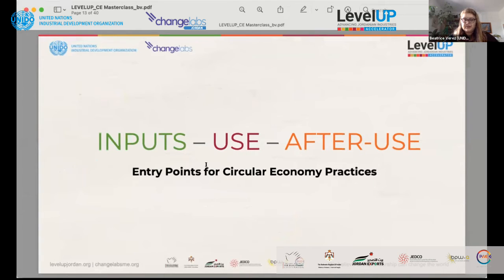So to really simplify the production process and how you can think about circular economy, I will break down the manufacturing and selling process into three different stages: the inputs you use, the use of the products you create, and what happens after your customer has used that product, and how you can think about circular economy at each of these stages.